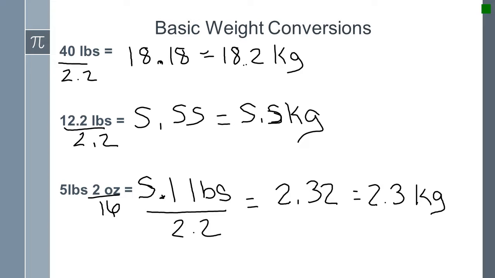So this would be 5.1 pounds. But I want it into kilograms, so I'm going to divide that by 2.2. And so when I divide 5.1 by 2.2, I'm going to end up with 2.32 or 2.3 kilograms.